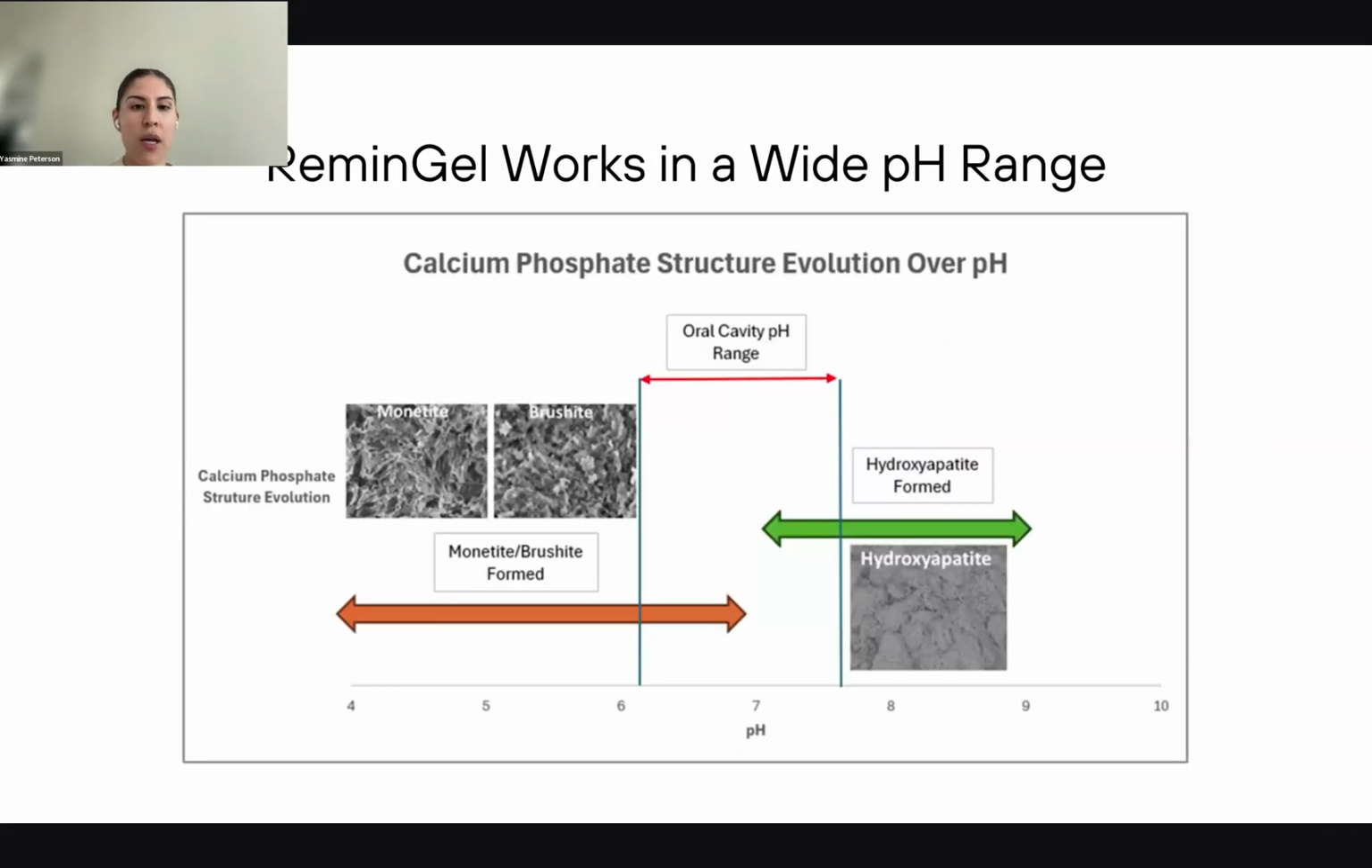And so like we said earlier, Remingel works in a wide pH range. So at a lower pH range, those precursor compounds, monetite and brushite, are formed. But then on the other end of the spectrum, at a higher, more basic pH, hydroxyapatite is formed, making this gel super effective. And it also works really well in a neutral pH as well.